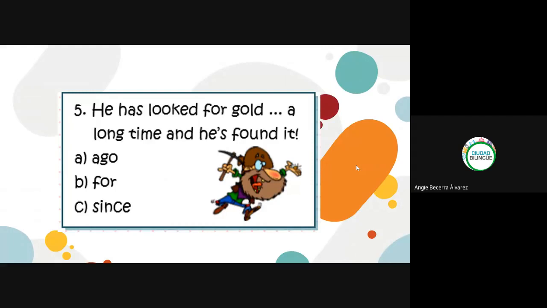Perfect. Thank you. So this one, we have here, it says, he has looked for gold a long time and he's found it. A, B, or C? B. For. So, what do you think, guys? Rocío says for, Daniela says for. For, teacher. Miguel and Susana? For. Yes, guys, this is for a long time. También estamos hablando de contable, ¿cierto? Por mucho tiempo, o sea, muchísimos años, ¿ok? Entonces, él ha buscado oro por mucho tiempo y lo ha encontrado. He has found it. Perfect.